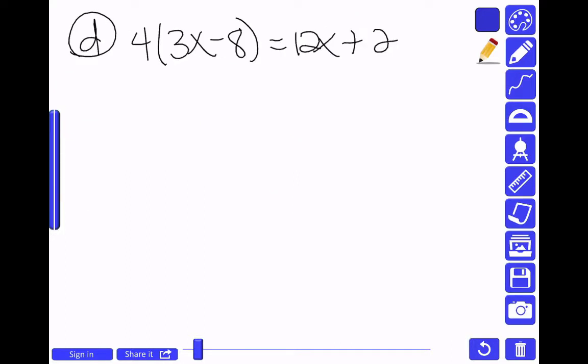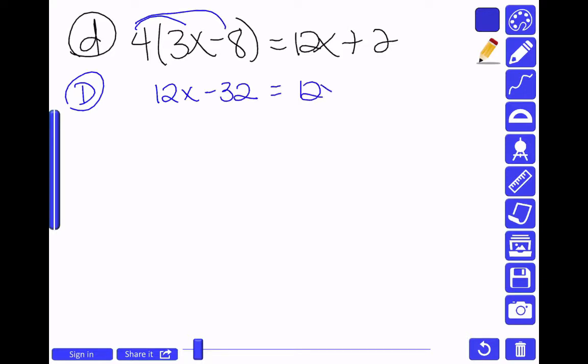Example D, 4 parentheses 3x minus 8 equals 12x plus 2. So I'm going to distribute. 4 times 3x is 12x. 4 times negative 8 is negative 32. I do not have anything to distribute here, so I'll leave that alone. Now I'm going to combine like terms. Well, it turns out those are not like terms and these are not like terms, so I can actually skip that step.